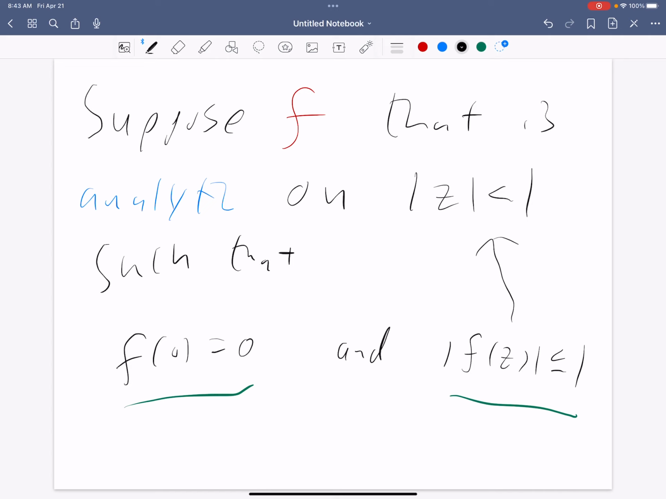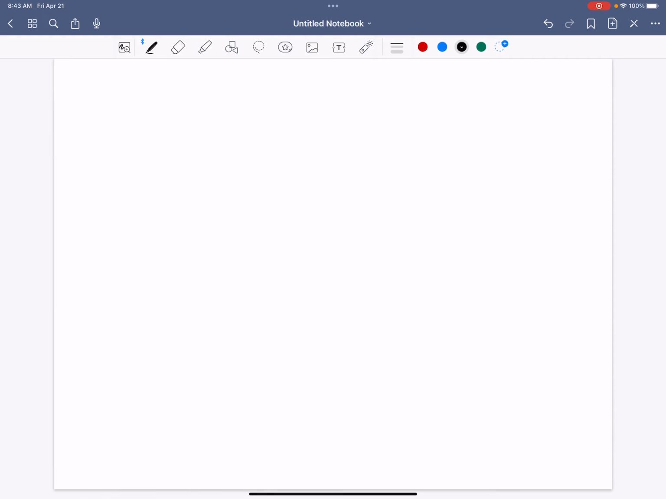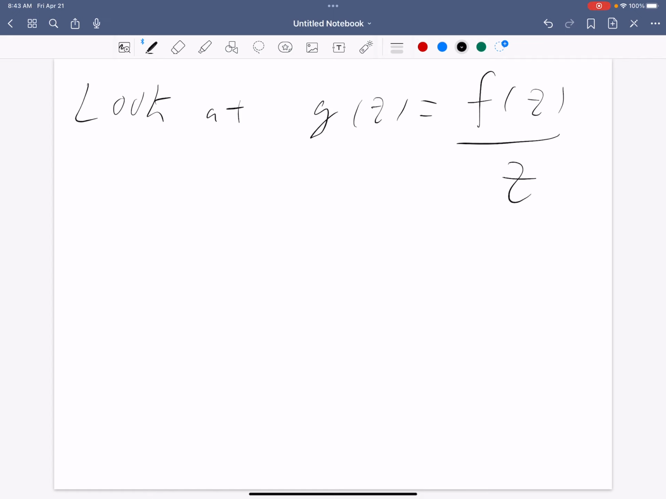What ends up happening? Well, something pretty cool. So check this out. The trick now is to look at the following. Take our function f and divide it by z. Now, note, this function right here needs to be analytic.